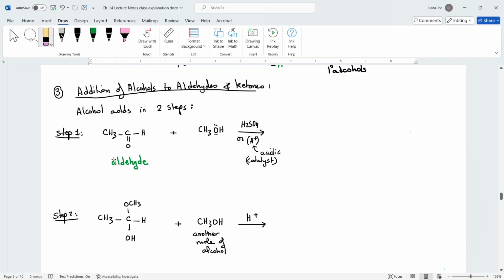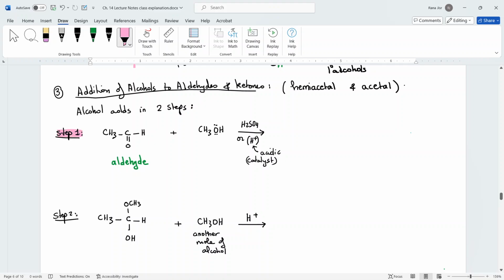Another reaction of aldehydes and ketones is the addition of the alcohol in presence of an acid to the carbonyl. This is called an alcohol addition to aldehydes and ketones. And during this process, I will form two things. I will form a hemi-acetal, and I'm going to form an acetal product. Okay?